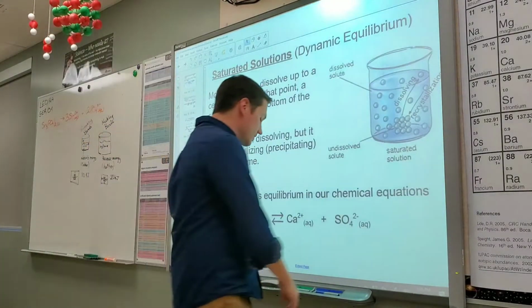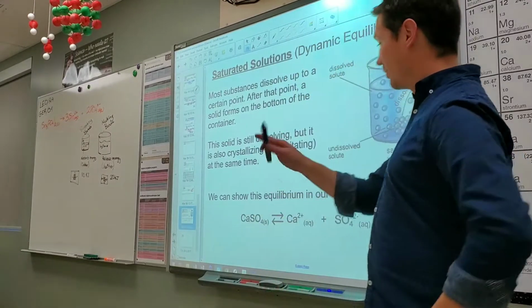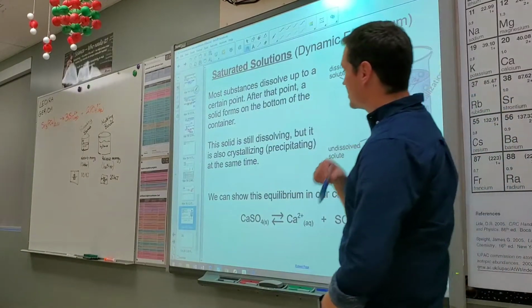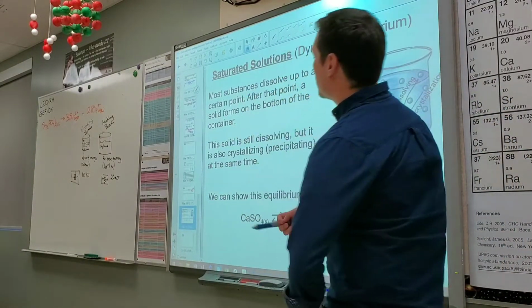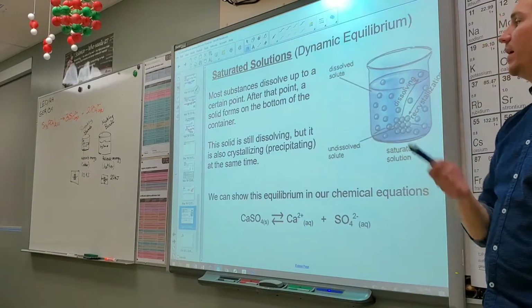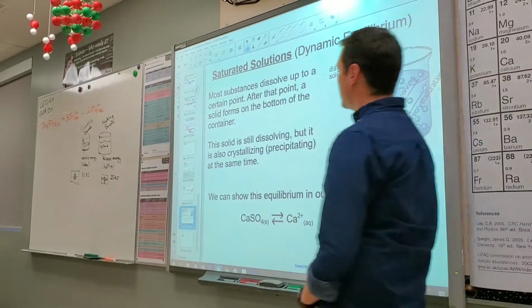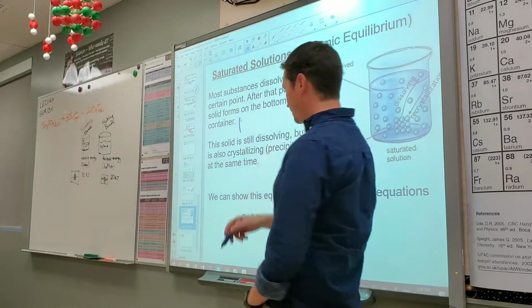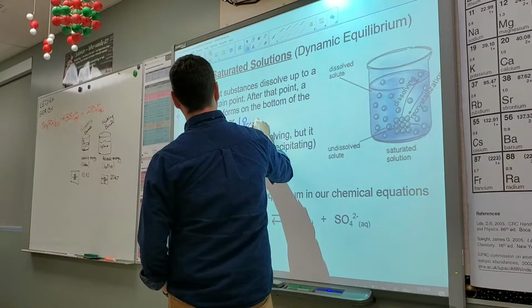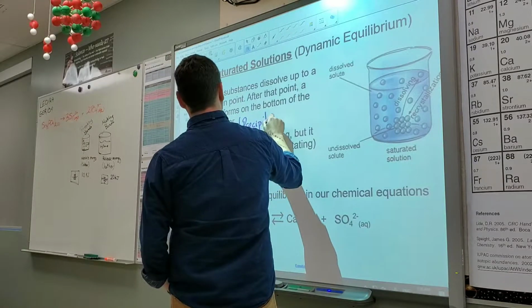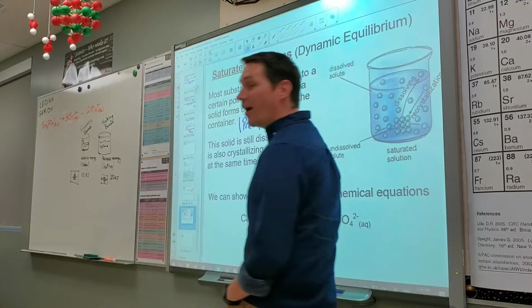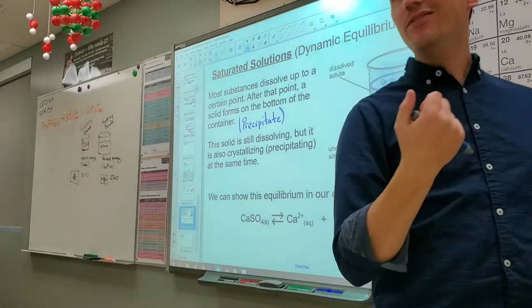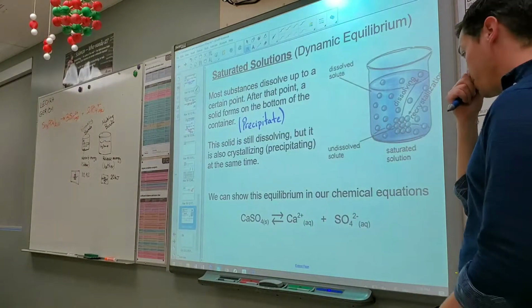And so this is the last curricular outcome for us to be able to understand. Most substances dissolve up to a certain point, but after that point, a solid forms on the bottom of the container, right? What do we call that, a solid forming in a solution? A precipitate. And we saw that golden rain precipitate form yesterday in that video.